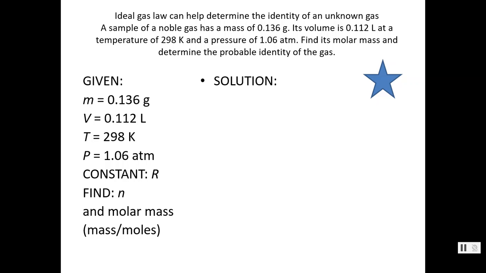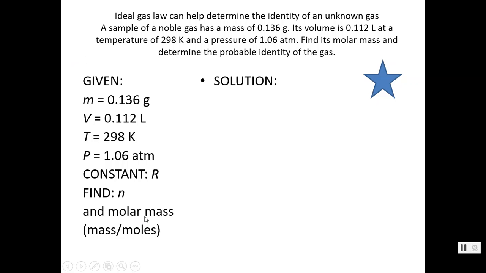So in this video, we're going to talk about a practical application for use of the ideal gas law, PV equals nRT. Practical application in helping to determine the identity of an unknown gas. And specifically, we're going to use the ideal gas law to determine an unknown gas through the gas's molar mass.